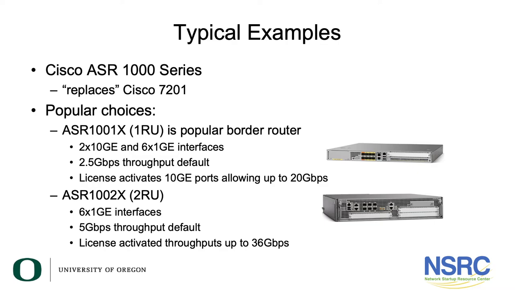Just be aware that the 10 gig Ethernet ports are only enabled if you buy a feature license from Cisco. The default router only has the 6 1 gig Ethernet ports activated. And its bigger sister is the ASR 1002X, which has 6 1 gig Ethernet ports and 3 empty slots available for expansion. And the device can go up to 36 gigabits per second if the licenses are purchased.